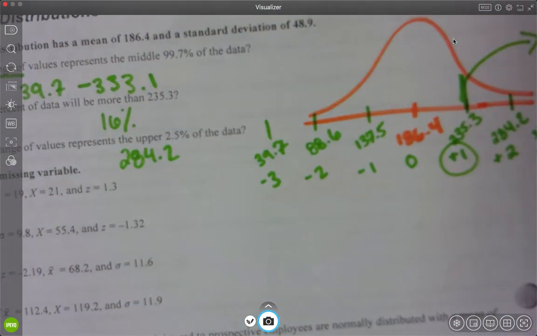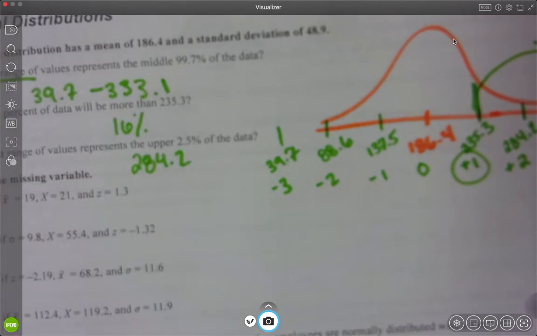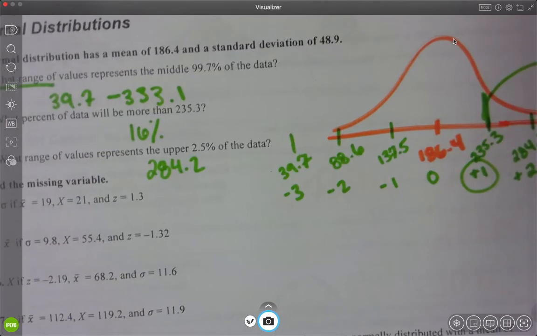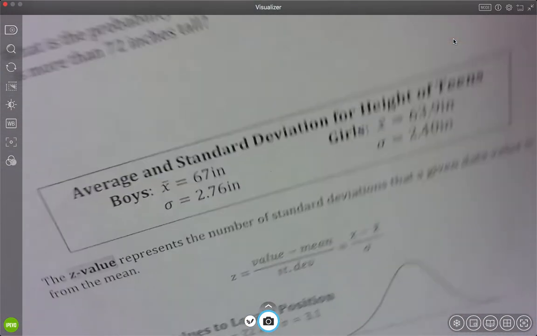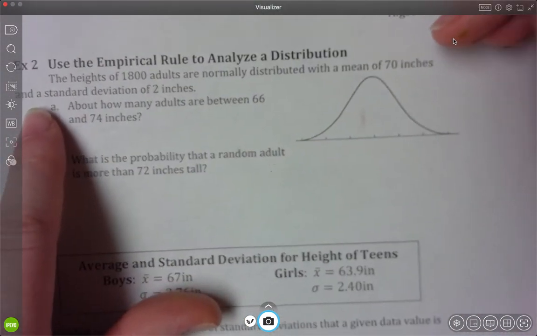All right, so just answering some of those questions, that's how you go through those. Let's see what the back side does. Yeah, let's do this one. Example 2, and then we'll quit.